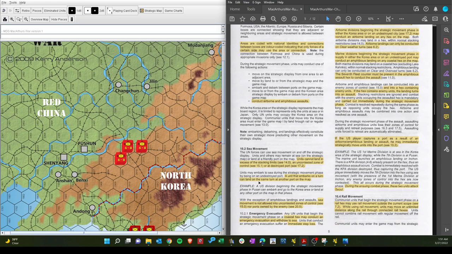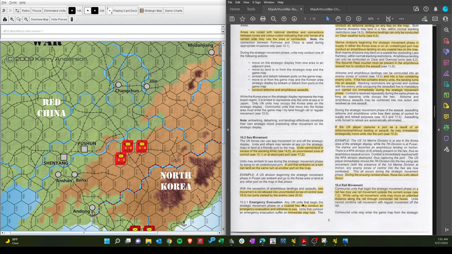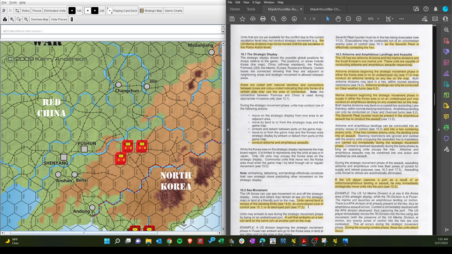Sea movement. This is mainly the UN player. And the unit that embarks on a turn can land on the same turn at another port on the map. So a U.S. division in the strategic movement phase in Busan can embark and then go to the Korea area or land at any other port on the map in that phase. So that could assist with an invasion. And there is an emergency evacuation for the UN. 7th Fleet has to be around to pull that off. Airborne and amphibious landings.